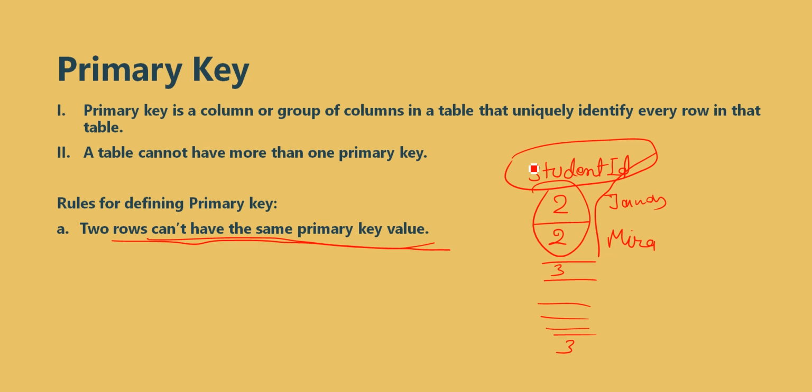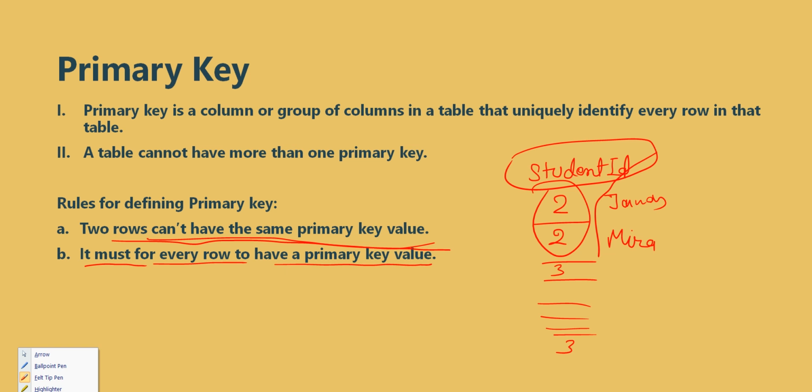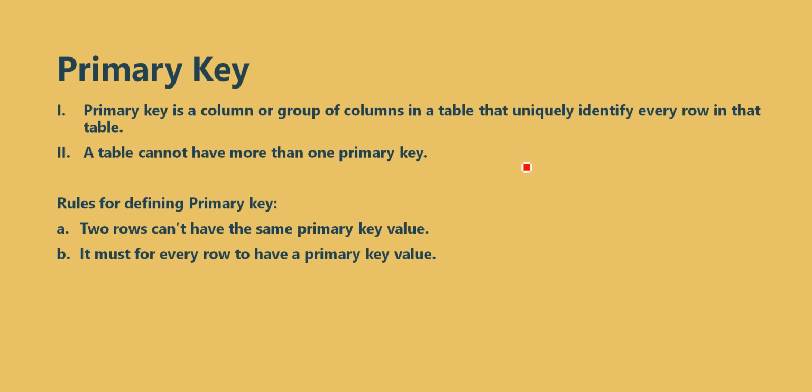So the primary key value should always be unique. The second rule says that it is a must for every row to have a primary key value. So it is mandatory that whenever we create a table, we always have a primary key.